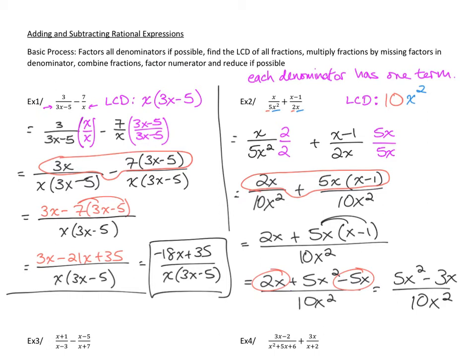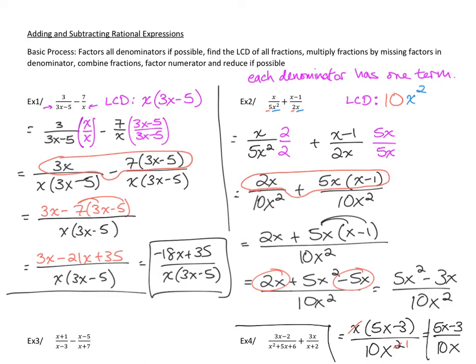So in this example, because I held off on doing it, we can factor an x out of this numerator. So this would equal x times 5x minus 3 all over 10x squared. And we can reduce an x in the numerator and denominator, leaving us with an answer of 5x minus 3 all over 10x.